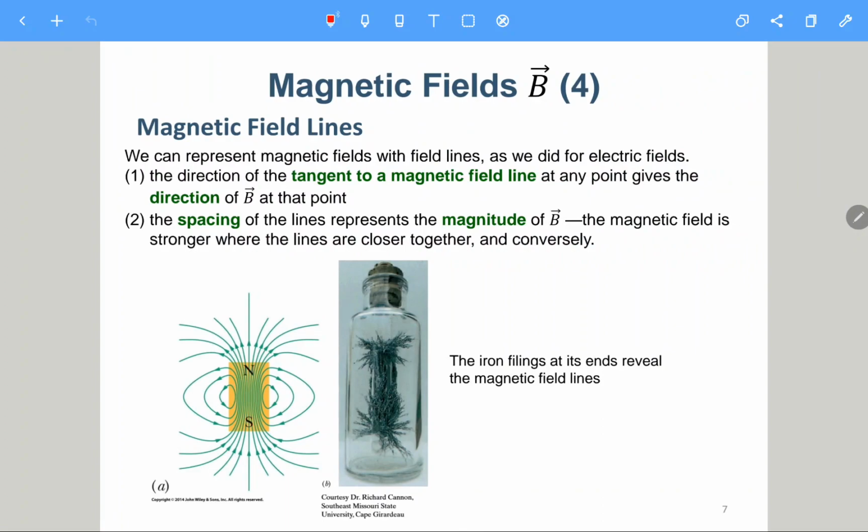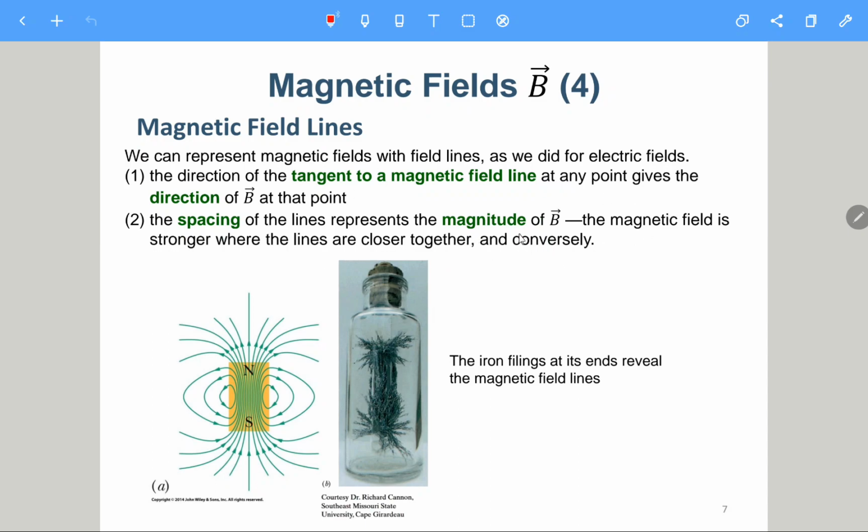Okay, so next, we also have a similar concept called the magnetic field line. For electric field, we have electric field lines, and here we have magnetic field lines. So we can represent the magnetic field with field lines as we did for electric fields. The direction of the tangent to the magnetic field line at any point gives the direction, the same as the E field lines. And the spacing of the lines represents the magnitude of B. The magnetic field is stronger where the lines are closer together, and conversely.